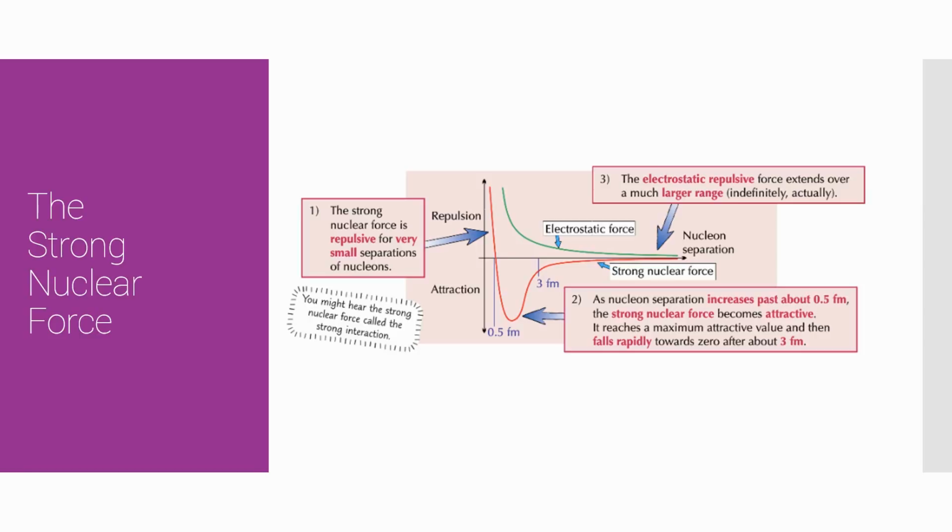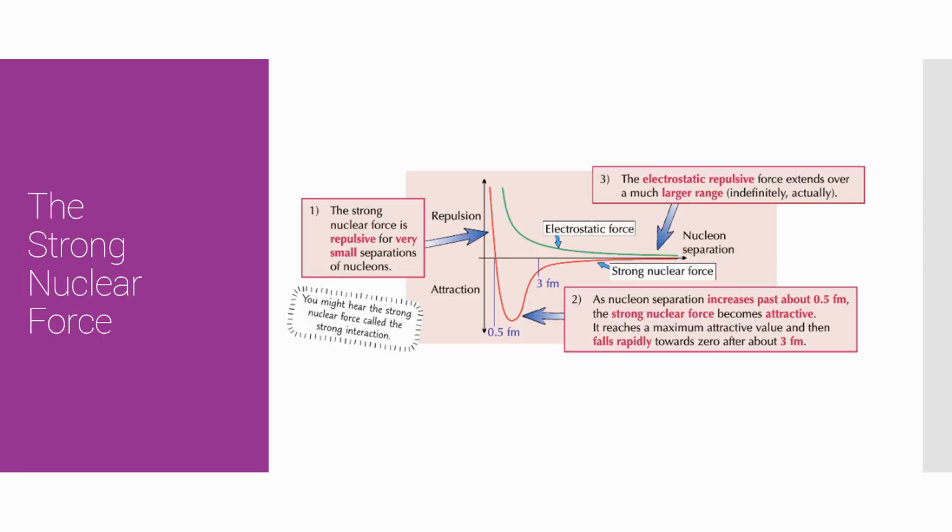It's also been shown that the force works equally between all nucleons, meaning the size of the force is the same between protons and protons, neutrons and neutrons, or protons and neutrons. So as you can see, the strong nuclear force is repulsive for very, very small separations of nucleons. That is what's stopping them from just colliding and collapsing into each other. And then as the separation increases past 0.5 femtometers, the force becomes attractive, which holds them together, stops them from flying apart, and reaches a maximum attraction value. And then it just falls rapidly towards 0 after about 3 femtometers.